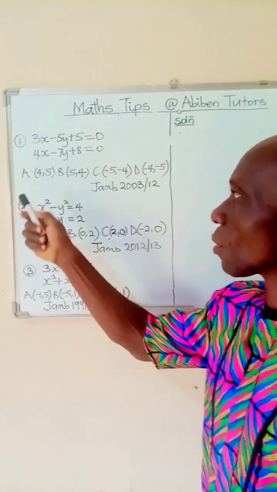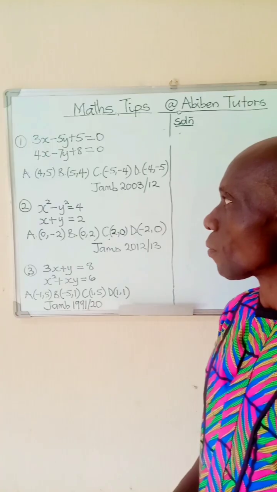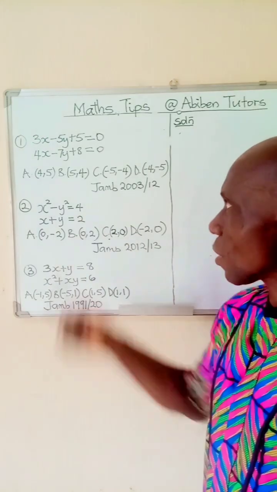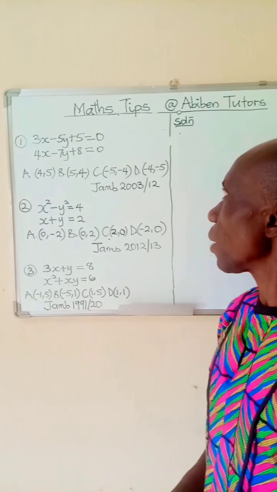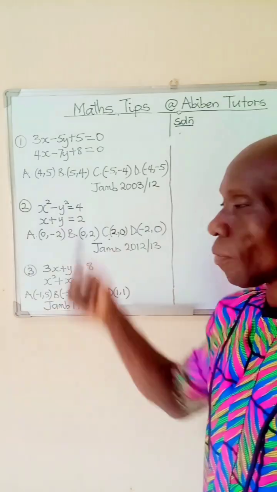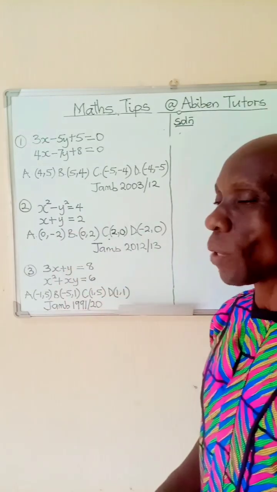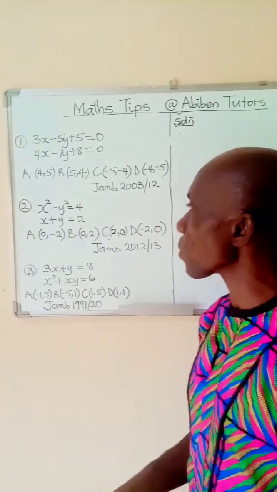You look at the options. Option A, we have 4 and 5 as the values of x and y respectively. For option B, we have 5 and 4. And then for C, we have minus 5 and minus 4. And then lastly for D, we have minus 4 and minus 5 as the values of x and y respectively. So what do we do here? Whichever method you would have loved to use, substitution, elimination, the quickest way is to substitute the values given.